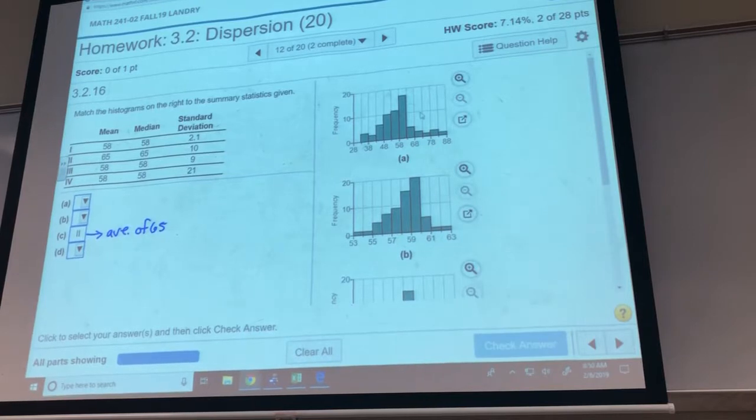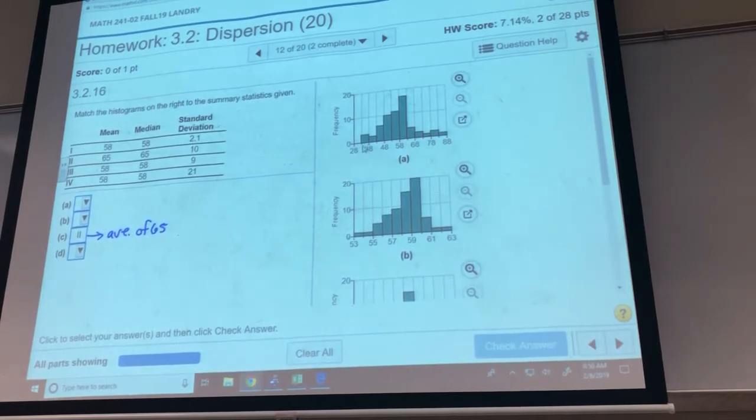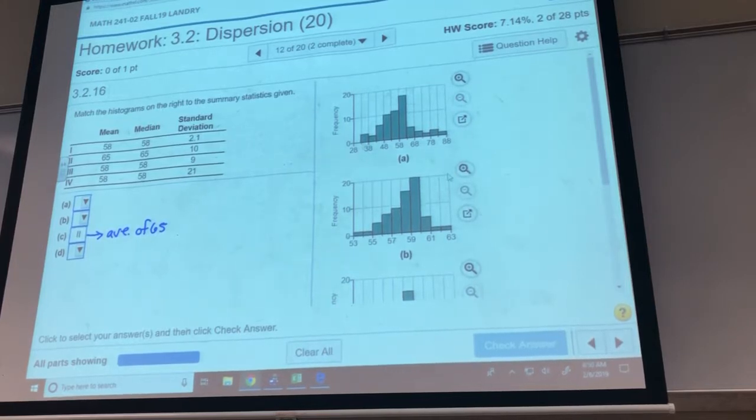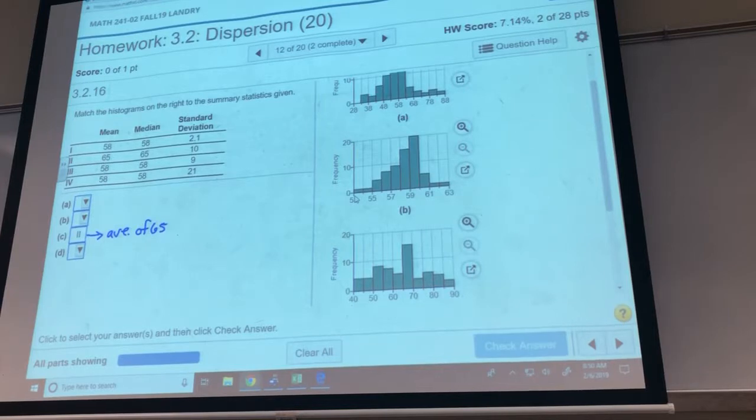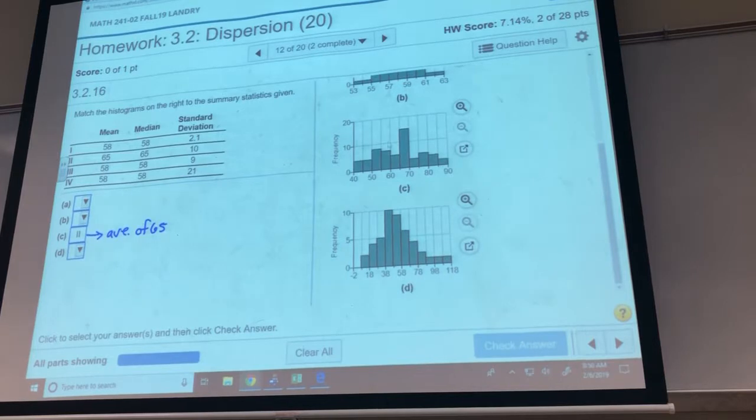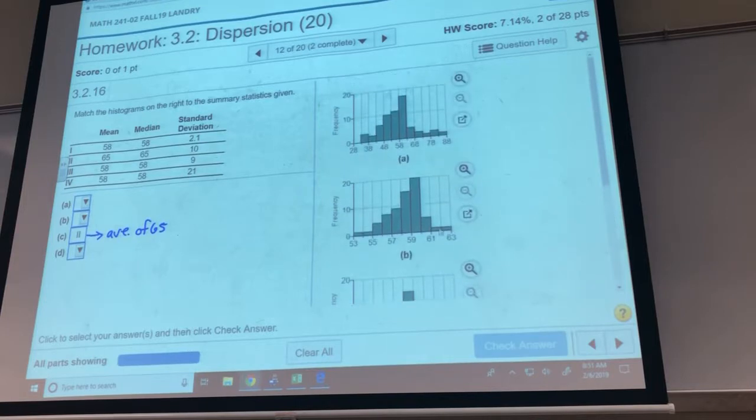the units as well. So if you look at this one up here, A, it goes from about 33 up to 88. This one goes from 53 to 63. Don't worry about C because we're done with that. And then this one goes from 8 up to 118. So if you look at just the range, it's going to be this one. It only goes from 53 to 63. It has the smallest range. So it's going to be compacted.